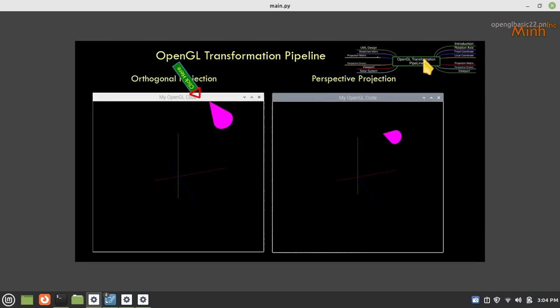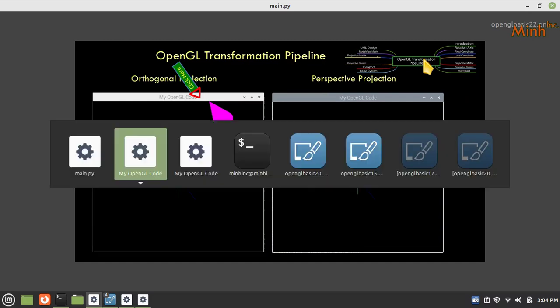So ortho projection and perspective projection. There is a difference. That is the idea.